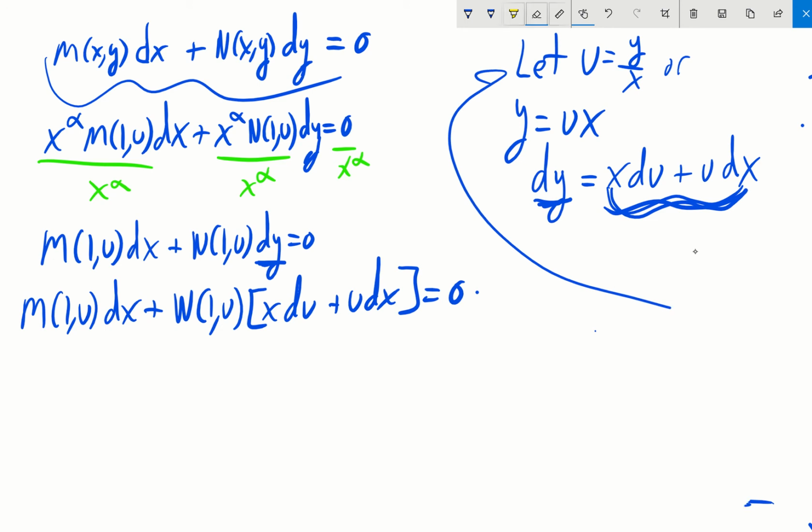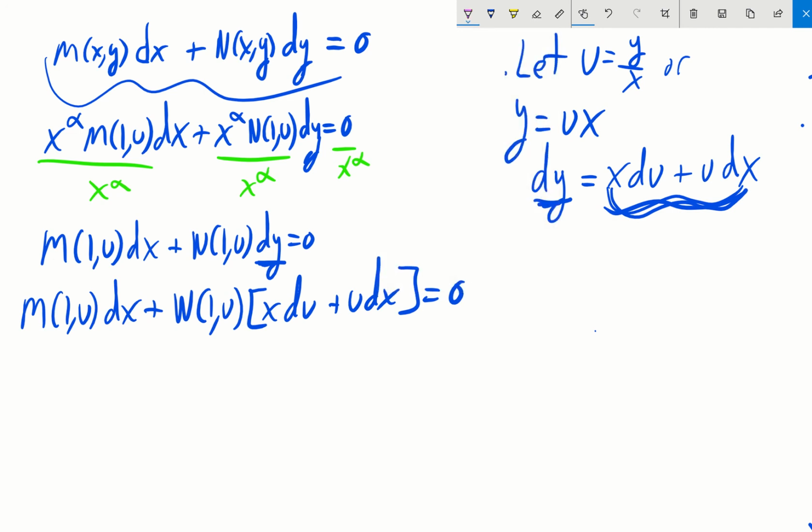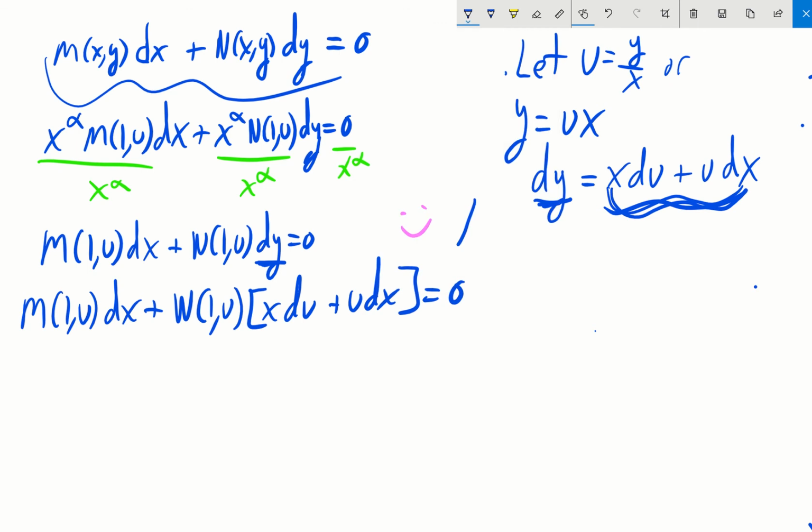So this is where we're at right now. And this should make us happy. All of you should be asking the question, well, how in the world does this make us happy? The answer is that this differential equation, under this substitution, is actually separable. We can get our dx and our x terms on one side, and our u and our du terms on the other side.